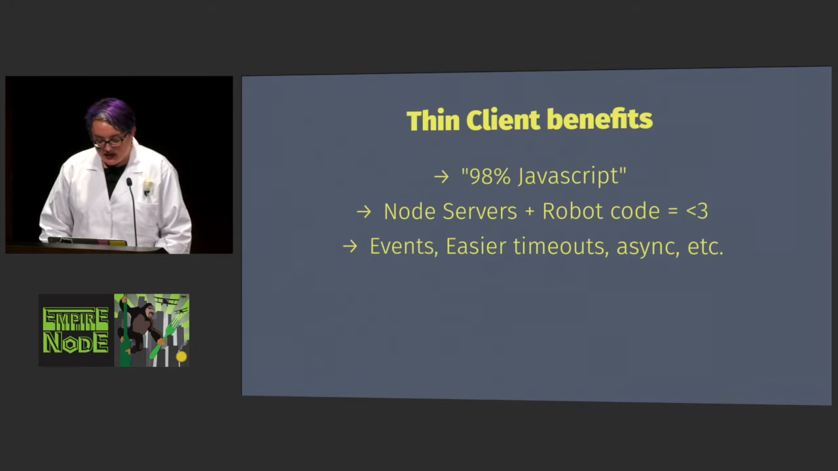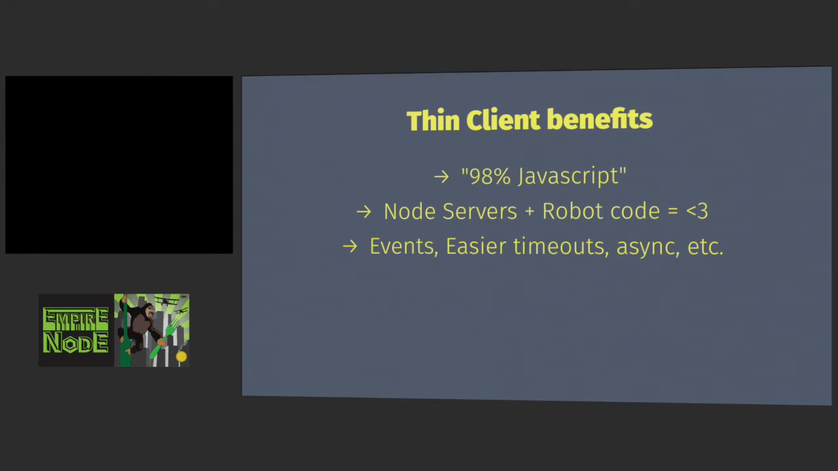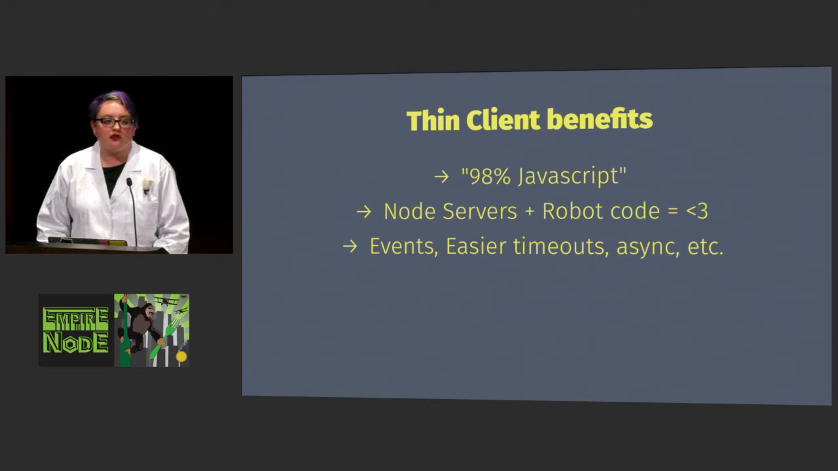The benefits of thin client: they take a lot of robotics platforms from 50 to 60% JavaScript via Johnny 5 to what I like to call 98% JavaScript. We're going to get closer to 100% JavaScript, which I'll talk about in a little bit. Node servers and robot code get along really, really well. If you've ever programmed with Johnny 5, you know that JavaScript and Node work really well for robotics because of events. Basically, a robot is a series of events, and writing an evented system like that in JavaScript is very easy.